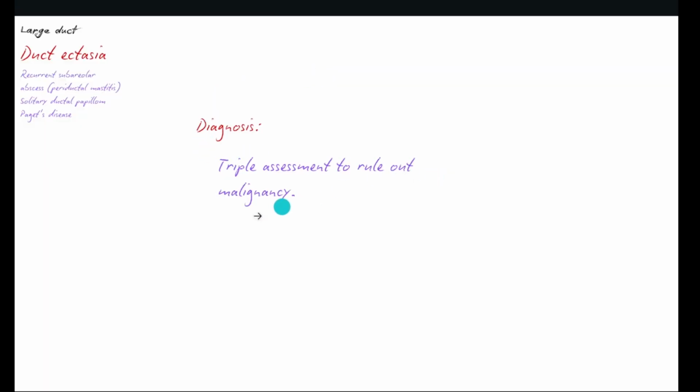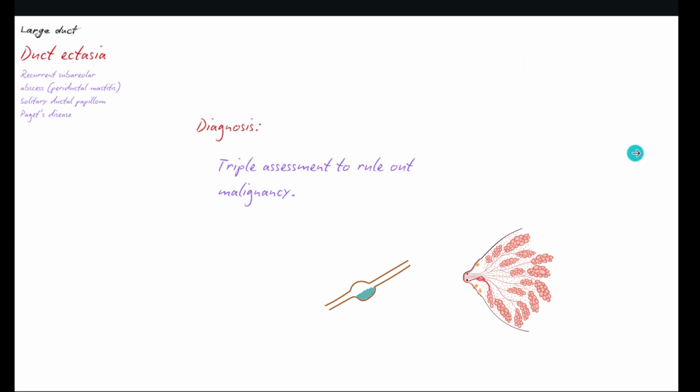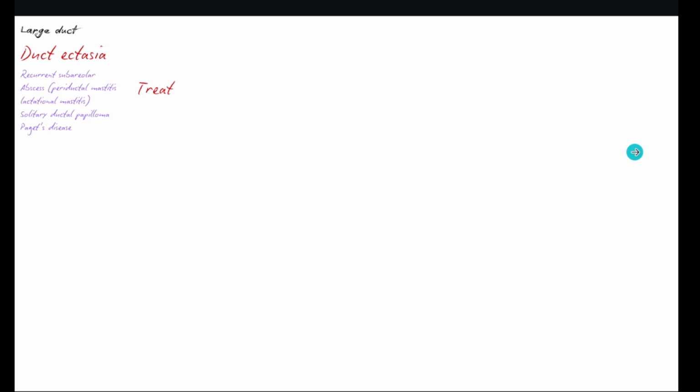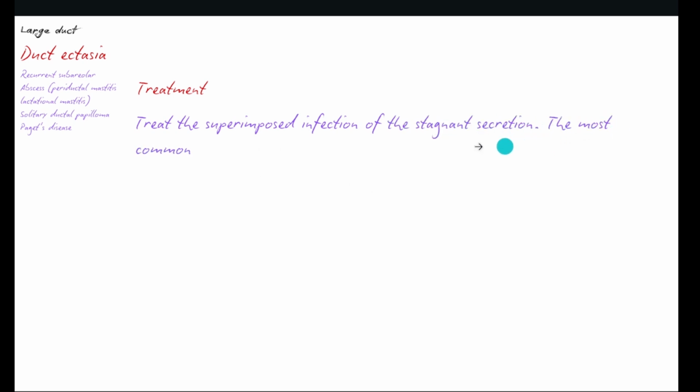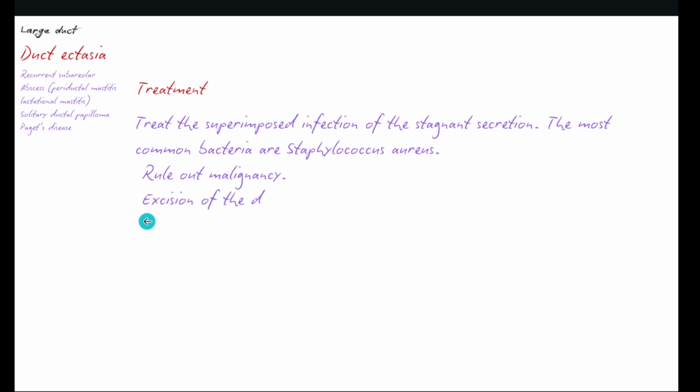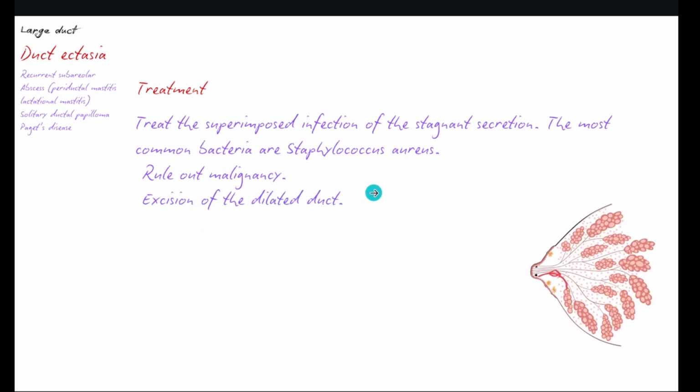Diagnosis: triple assessment to rule out malignancy, and then you will find that there is a dilatation of the large duct. The treatment of such a patient: treat the superimposed infection of the stagnant secretions. The most common bacteria is Staphylococcus aureus. We have to rule out malignancy, as we mentioned before, and excision of the dilated duct must be done.